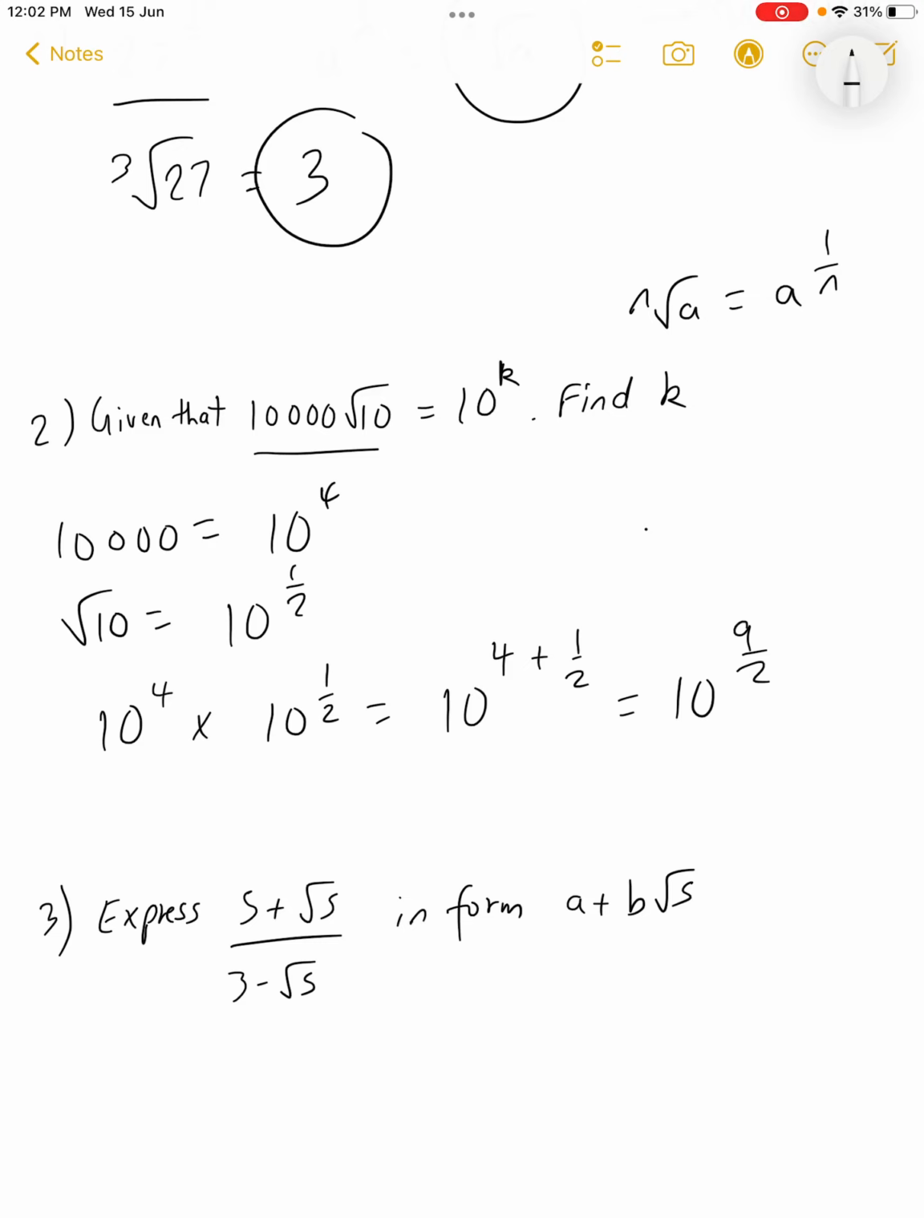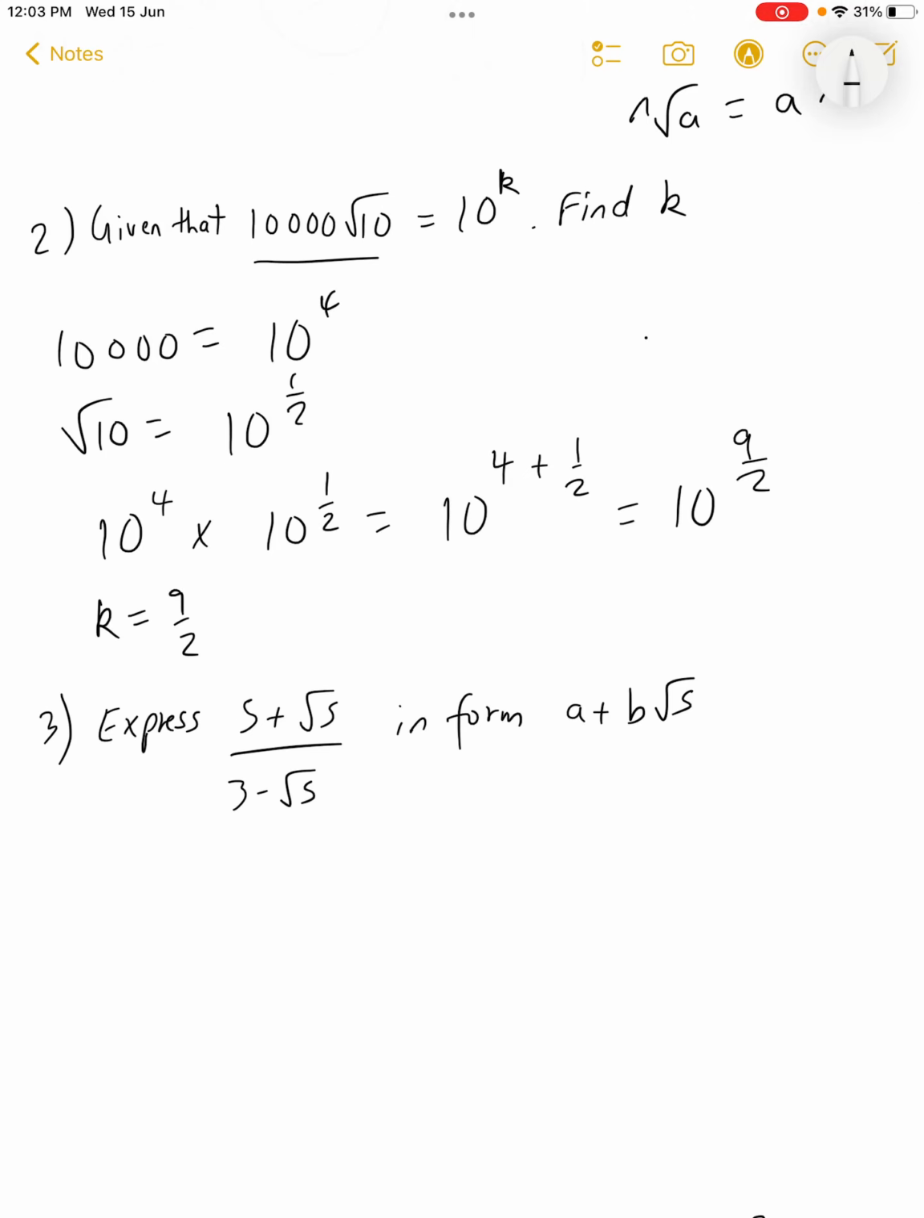Now do not write this as a decimal. I preferably do not want you guys to write in the form of a decimal when you're raising 10 to a specific value. So in order to do this, you just leave it as 9 by 2. So k is equal to 9 by 2. That can be your answer. Just leave it as a fraction. That would be better. I mean, decimal notation is fine, but just leave it as a fraction in this case.